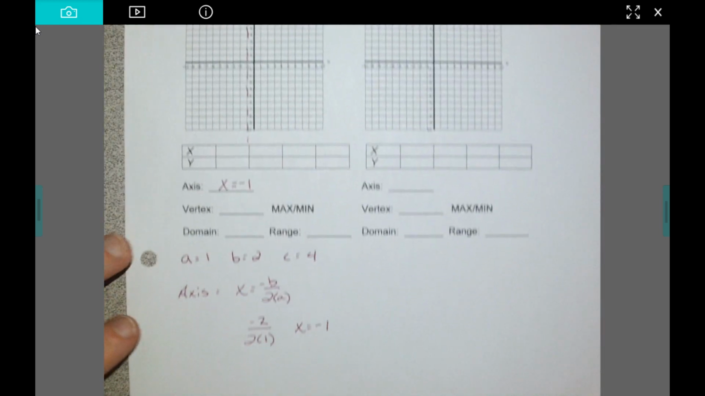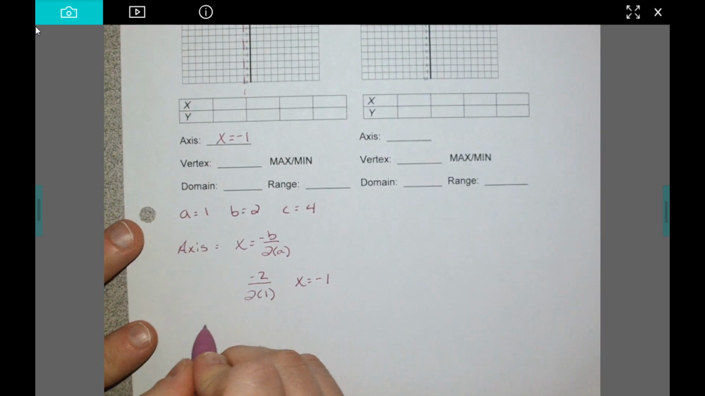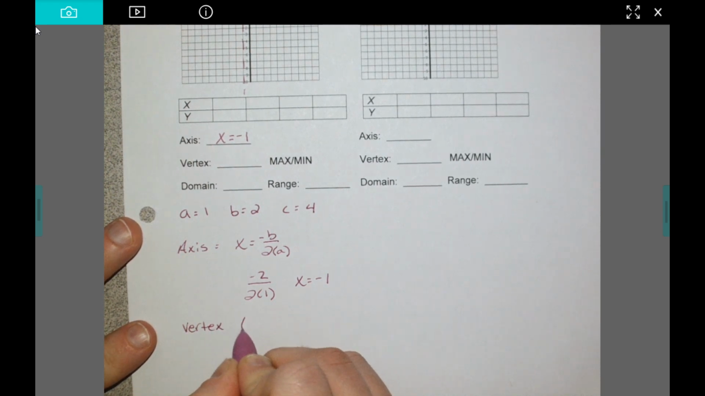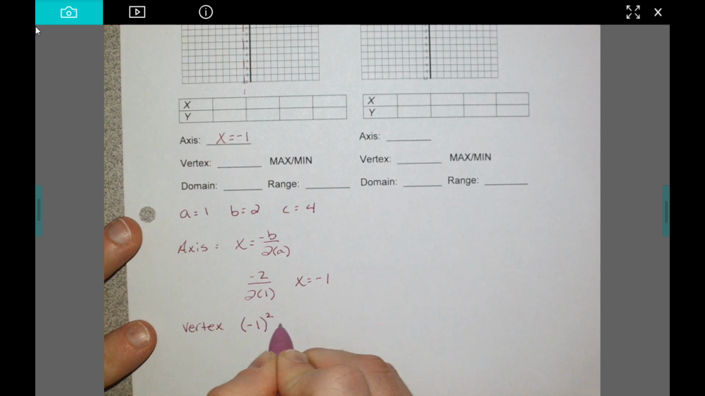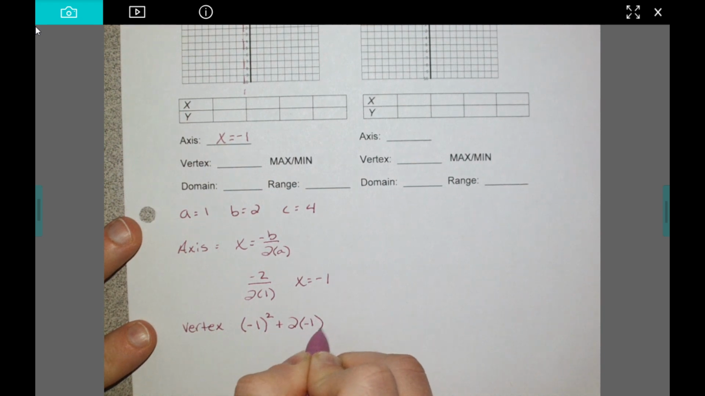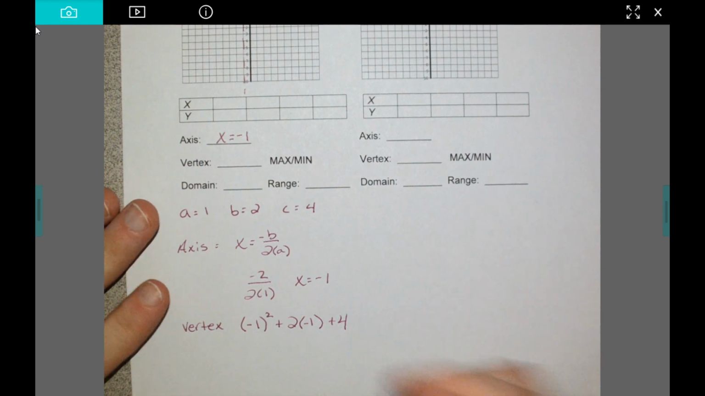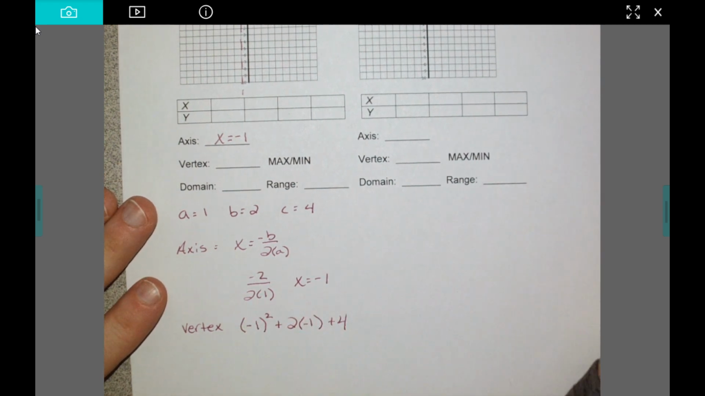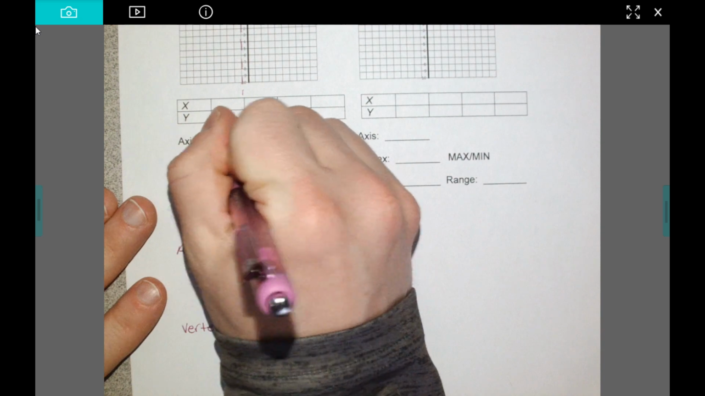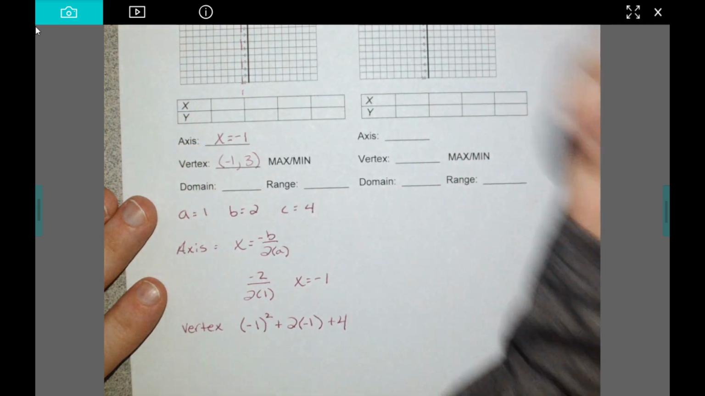Okay. Next thing they want is the vertex. We know that to find the vertex, we plug back in. And parentheses are key. So I'm going to have negative 1 in parentheses squared plus 2 times negative 1 plus 4. You can go ahead and use your calculator here. When you do that, you're going to get 3. Okay, so we're going to have a vertex at negative 1, comma 3. I'm going to go ahead and put a dot up there at negative 1, 3, which is right there.